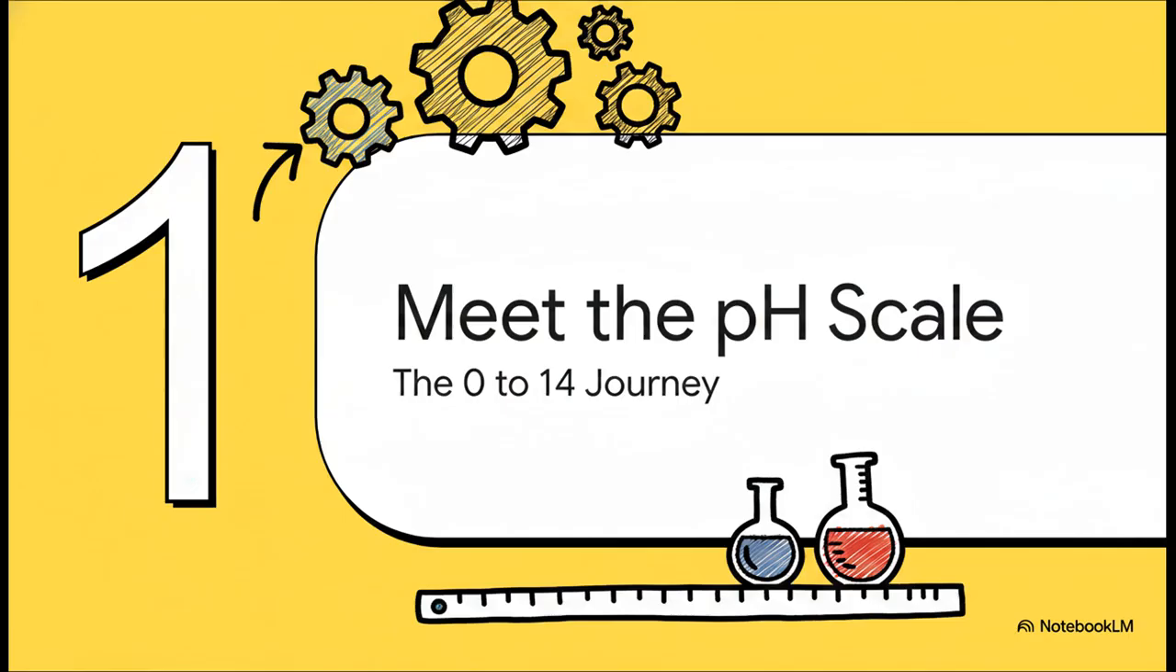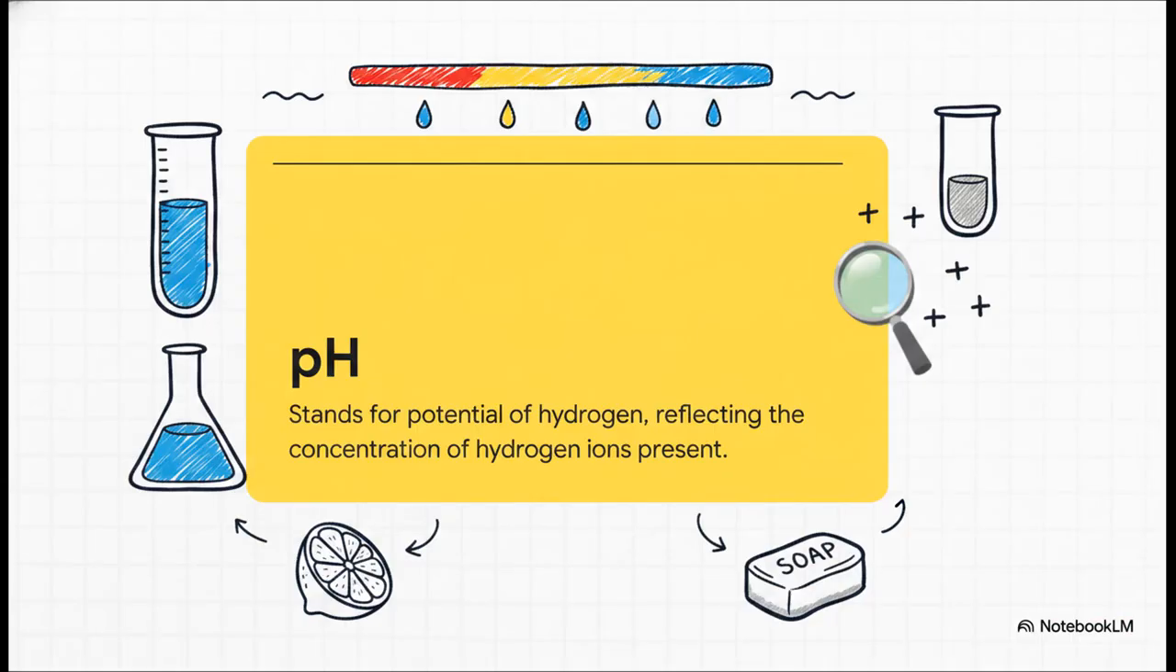Meet the pH scale, the 0 to 14 journey. Let's set the ground rules for how we actually measure these solutions. Grab a pen because you'll definitely want to write this down. The term pH literally stands for potential of hydrogen. It's the universal numerical scale we use to classify whether an aqueous solution is acidic, basic, or neutral. Basically, it reflects the exact concentration of hydrogen ions, which you write as a capital H with a little plus sign, floating around in a solution.